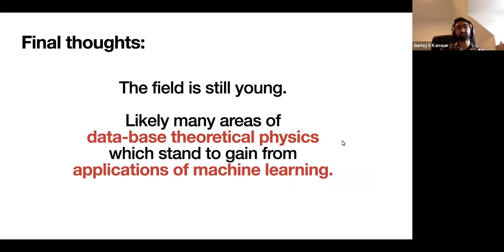So just as a parting thought, it seems likely that many areas of these data-based theoretical physics fields could stand to gain from further applications of machine learning, but of course we have to keep in mind this idea that exactness should be preserved, often symmetry should be preserved, and this requires potentially some specialized applications of existing machine learning tools, and therefore there's a lot of interesting development to be done as the field is still young to figure out how that can be applied in a wide range of areas.